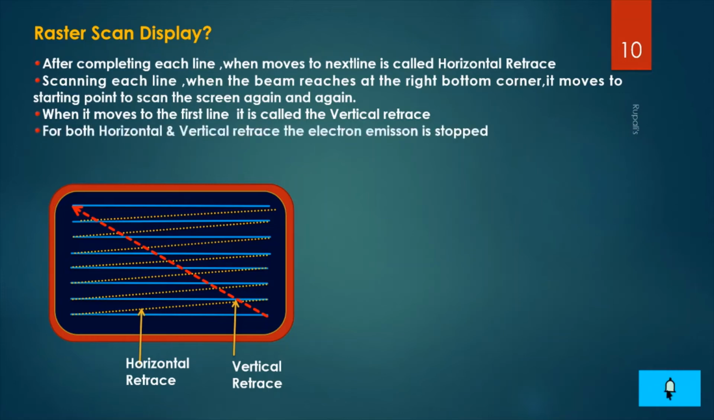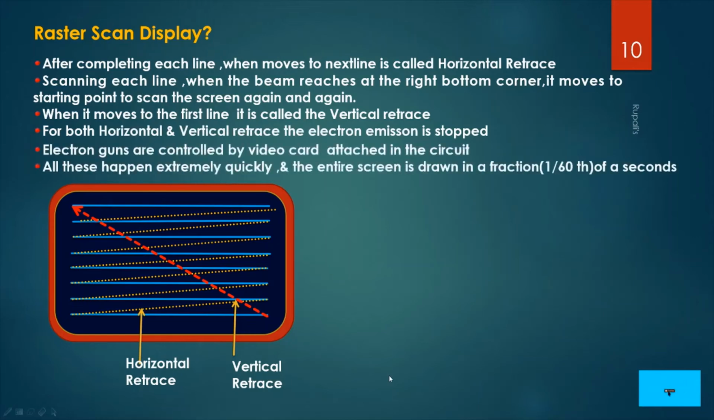For both horizontal and vertical retrace, the electron emission is stopped. Electron guns are controlled by the video card attached in the circuit. All this happens extremely quickly and the entire screen is drawn in a fraction, say 1/60th of a second.